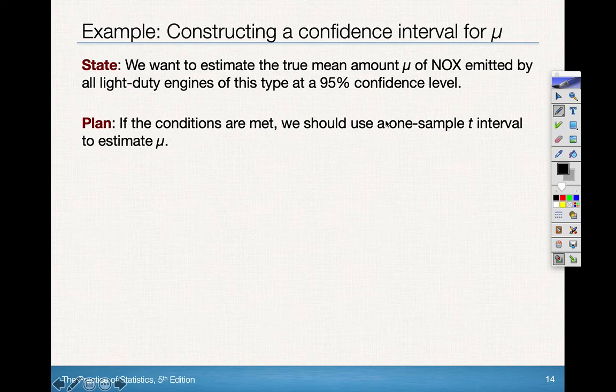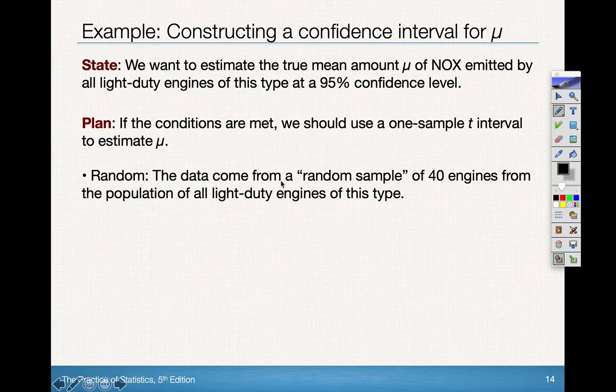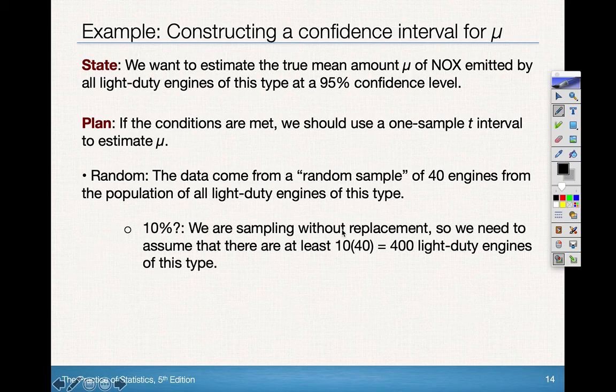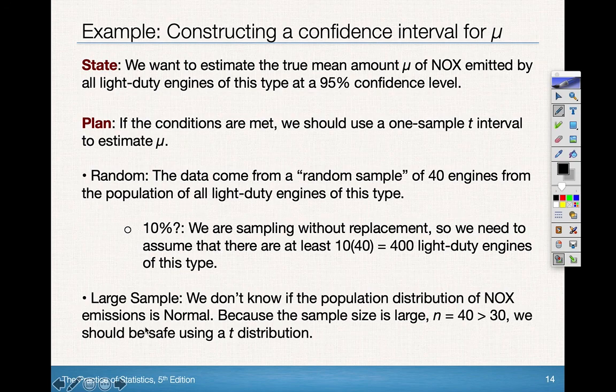If conditions are met, we will use a one sample t interval. There's the name of the test. We need to check for random. Yes, the data come from a random sample stated in the question. 10%. We are sampling without replacement, so we need to check that there are at least 400 light-duty engines. Yeah, it is safe to say there are at least 400 light-duty engines in existence. Large counts. Right here, sample size is 40, which is greater than 30. We are safe to use the t distribution because we have 40 greater than 30.